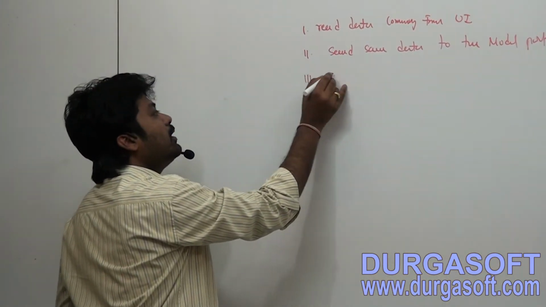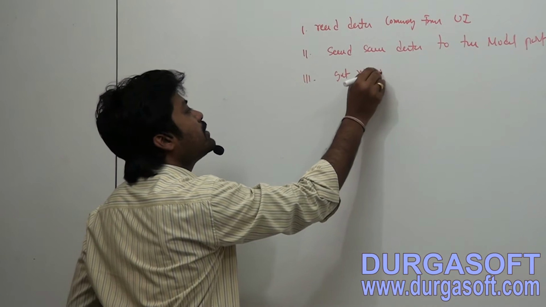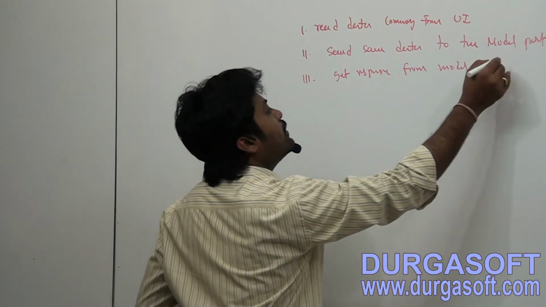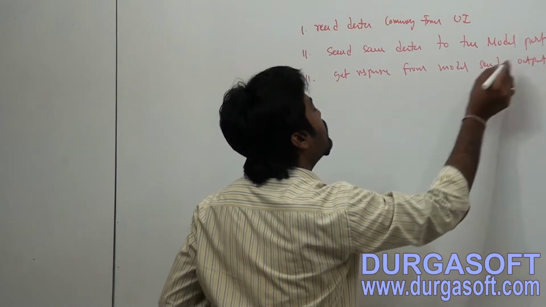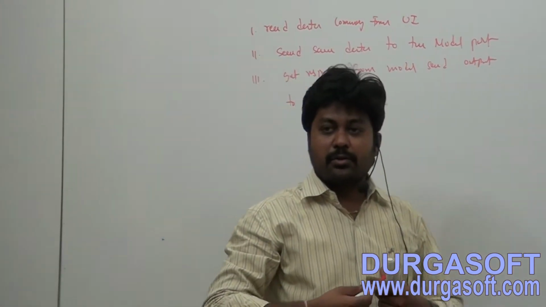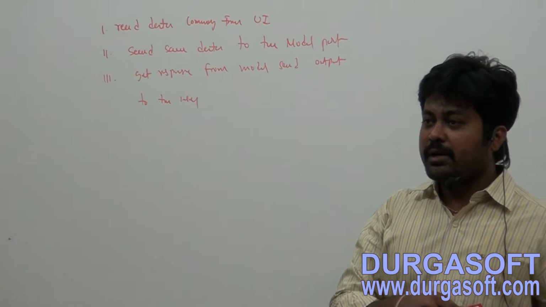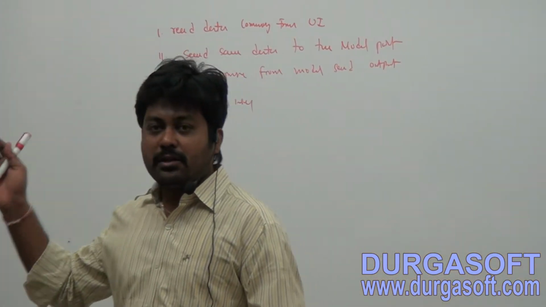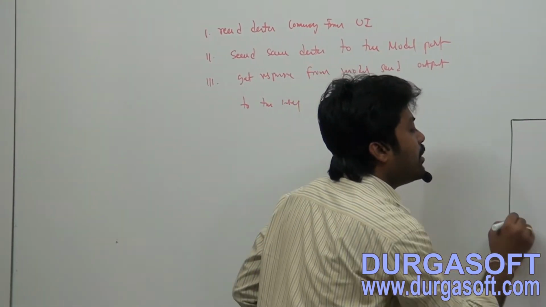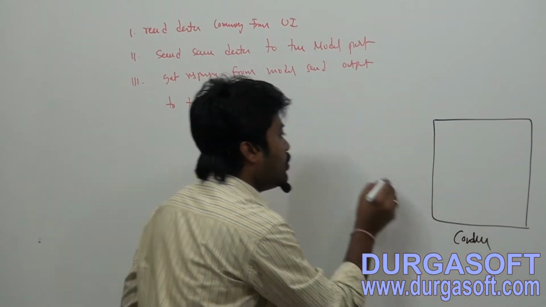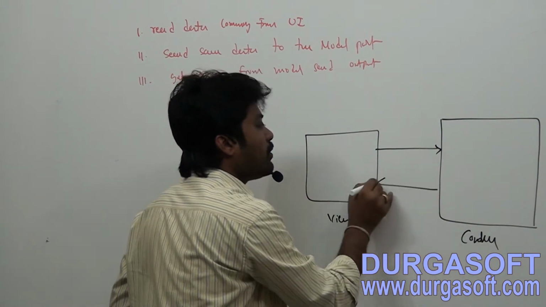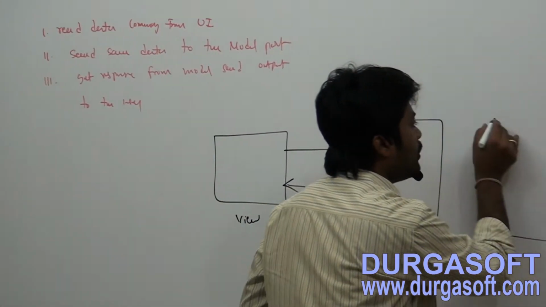Get the response from the model, and send the output to the user. Finally, the controller's responsibility is to read data and send it to the model part, take the model's response, and send the same response to the UI. So the controller here becomes a mediator between the UI and the model.